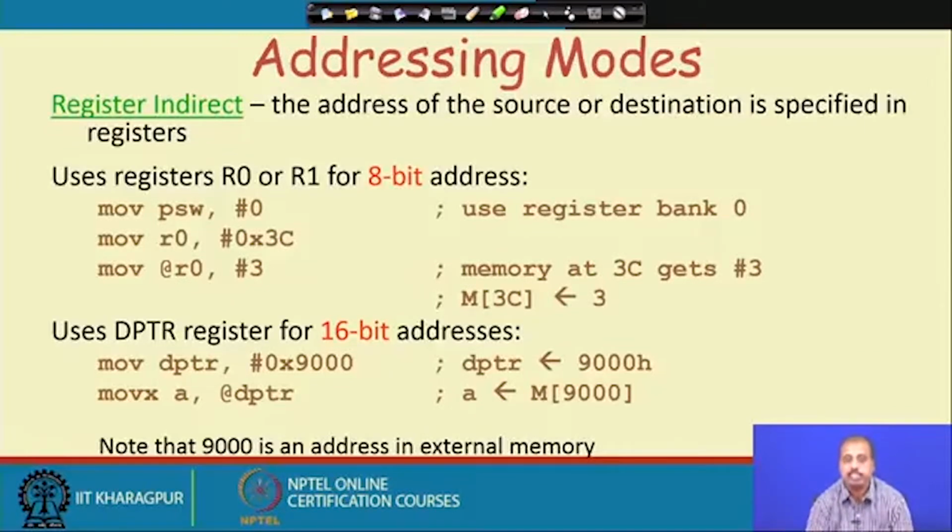So, it will be accessing the external memory location 9000, and from there the content will come to accumulator A. MOVX is not allowed for internal memory access, and similarly MOV is not allowed for external memory access. This X marks that the processor is trying to access the external memory.